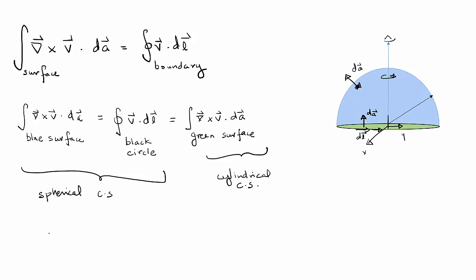The particular vector field that I'm going to choose is y e_x minus x e_y plus v0 e_z. Here v0 is a constant.